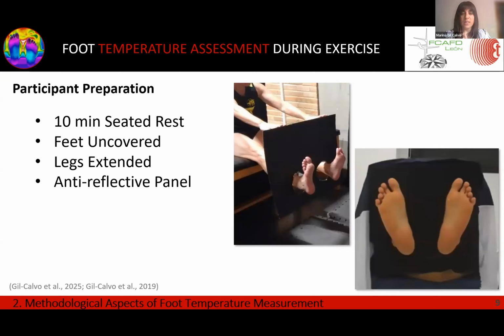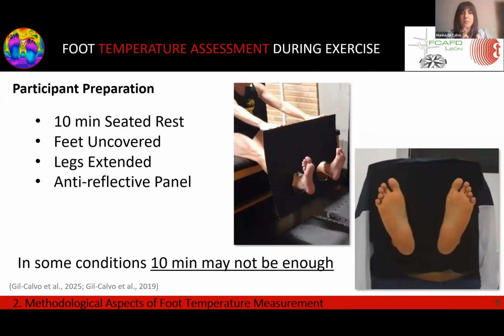We have here two different setups, one with a black cardboard with two holes where the participant inserted his feet. And in the second one, the participant is lying down, but we also use a black cloth to better isolate the area around the legs.